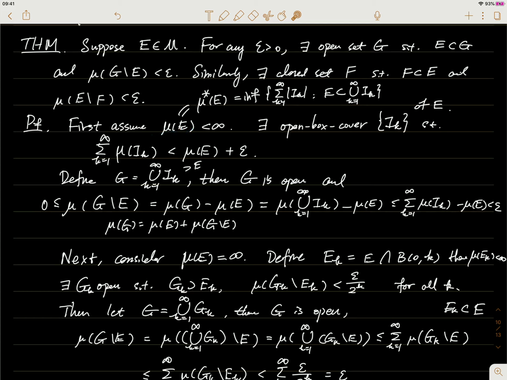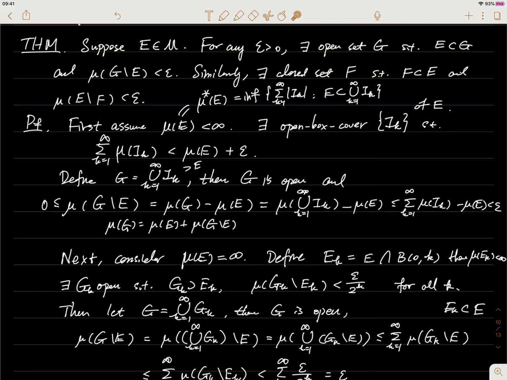If it's finite, then for any epsilon, we can find a G so that the difference between them is less than epsilon. So I'm going to apply the same thing to this E_k. For each E_k, I'm going to get an open set G_k so that it includes E_k, and the difference of them has a measure less than epsilon over 2 to the k. Okay, so for k larger and larger, I want this G_k to be a tighter and tighter enclosure for the E_k.